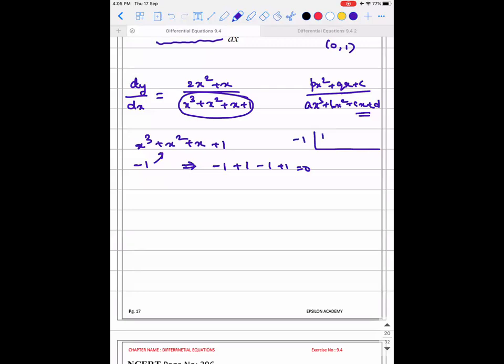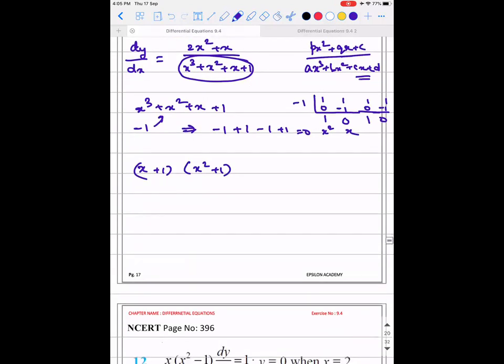Then you need to take the coefficients 1, 1, 1 and 1. Here it will be minus 1, 0, minus 1 into 0, 0, 1. Right? So the answer will be x plus 1 into, put an x square here, x here, and a constant. So it will be x square plus 1. So x plus 1 into x square plus 1 is what? x cube plus x square plus x plus 1. So this is synthetic division. I've already explained. Those who have forgotten, revisit continuity and differentiability and learn it again.